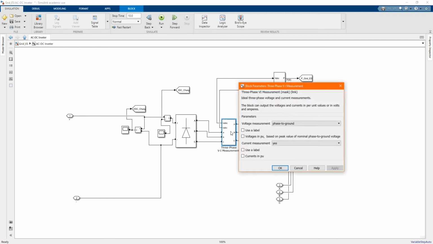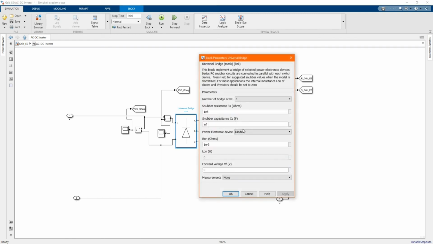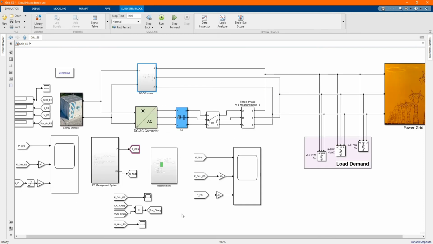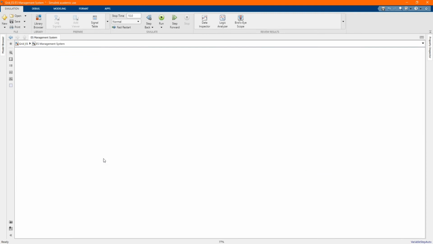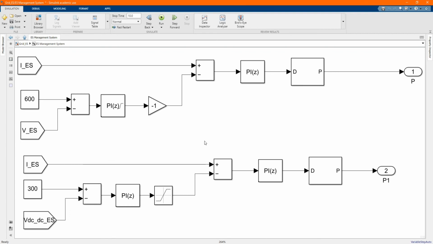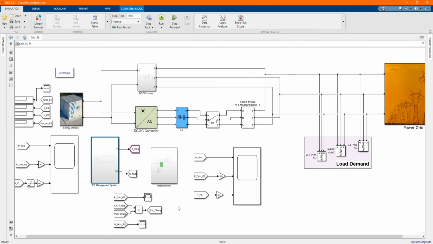Here we have our three-phase measurement. Here we have AC to DC, this is our rectifier. We change it to diode. Here we have our energy management system. It's the control, charging and discharging of the energy storage system. Here we have our measurements.